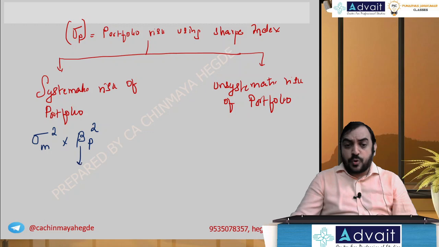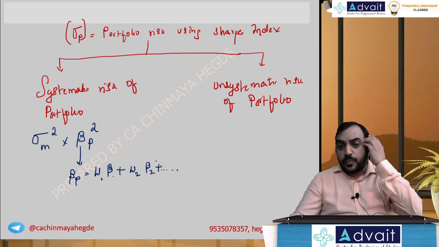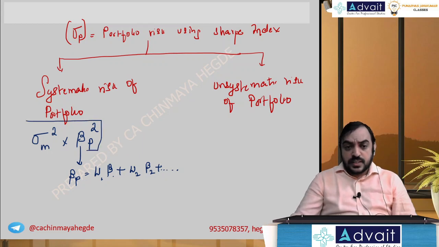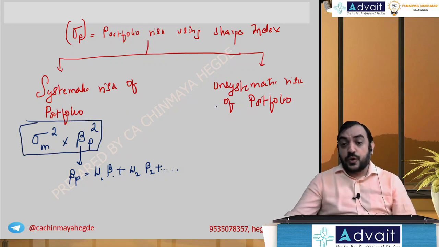And how do you calculate portfolio beta? Weighted average. So portfolio beta is given by W1 beta 1 plus W2 beta 2 and so on, however many securities there might be. This will give you the systematic risk of the portfolio.